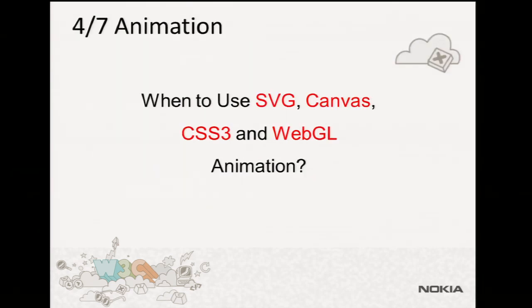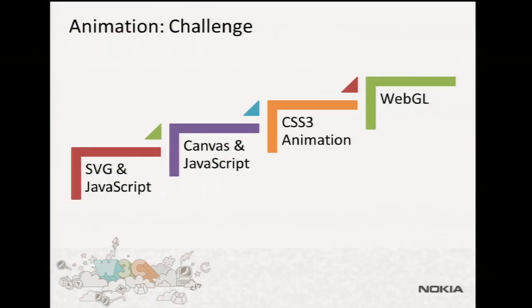The fourth challenge is we have all these different options for animation: SVG, canvas, CSS3, WebGL. So when should I use WebGL? When should I use SVG? What should be the appropriate moment for canvas? That is one of the challenging questions which you might face. So this is the ladder for the challenge.